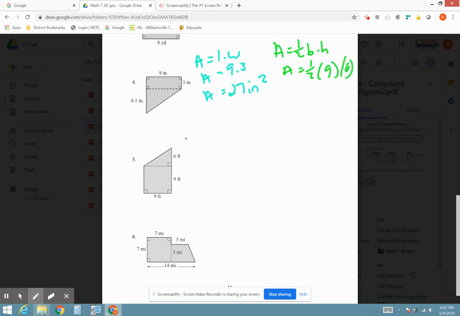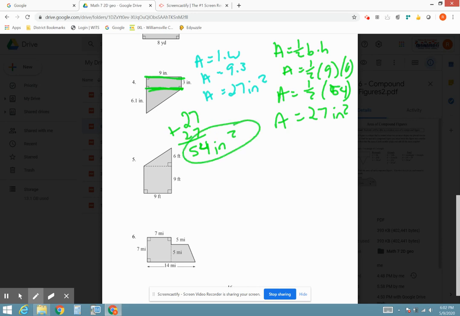Now, I know this is 9 because it's the other side of the rectangle, and this is 9. That 9 is also the base of that triangle, which is how I knew the base was 9. Huh, isn't that something? So we get 54 square inches all together.